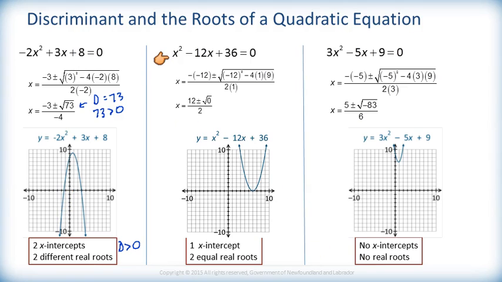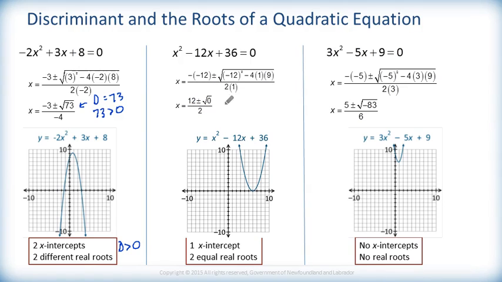For our next example, we've got x squared minus 12x plus 36 equals 0. You might recognize that one as a perfect square trinomial. However, here's what happens with perfect square trinomials. You will get a discriminant of 0. I've done all the calculations here, but the important point to pay attention to is that we get a 0 discriminant.